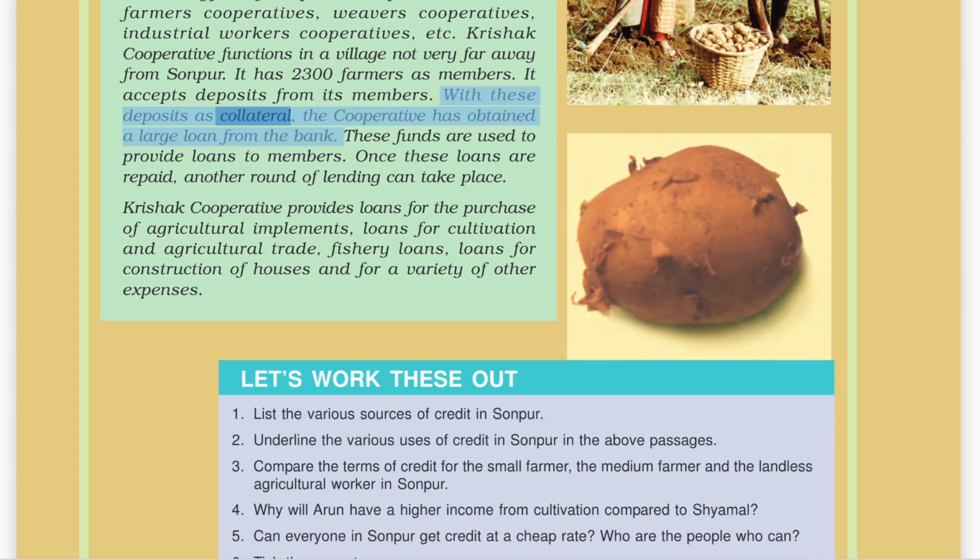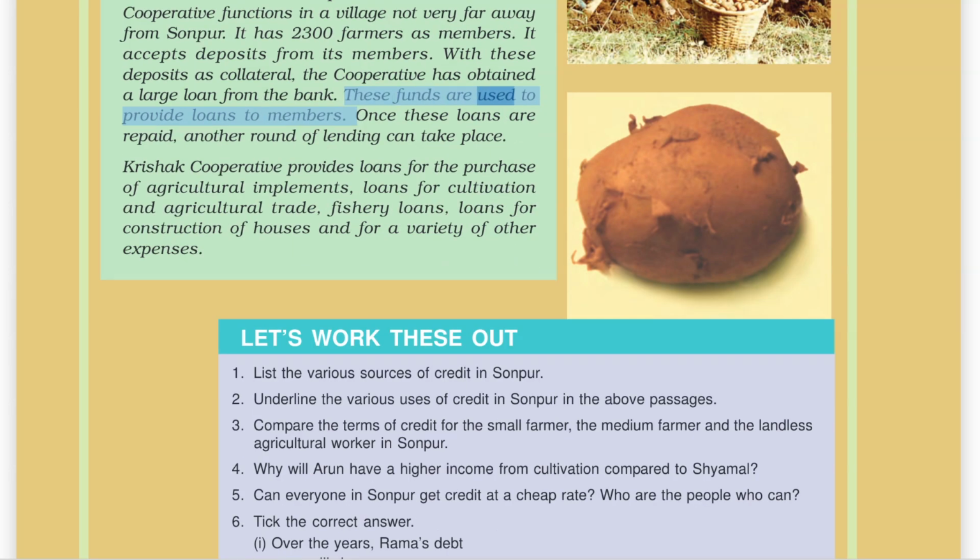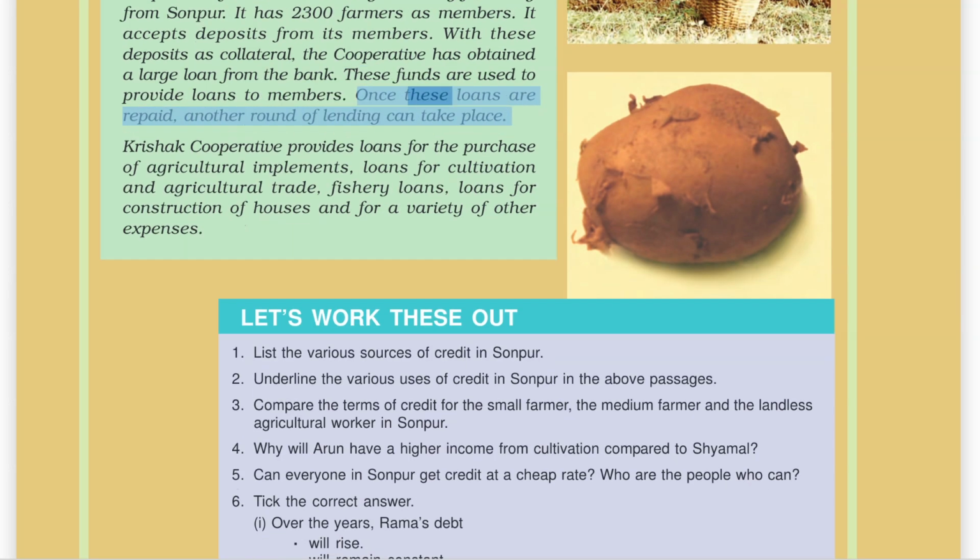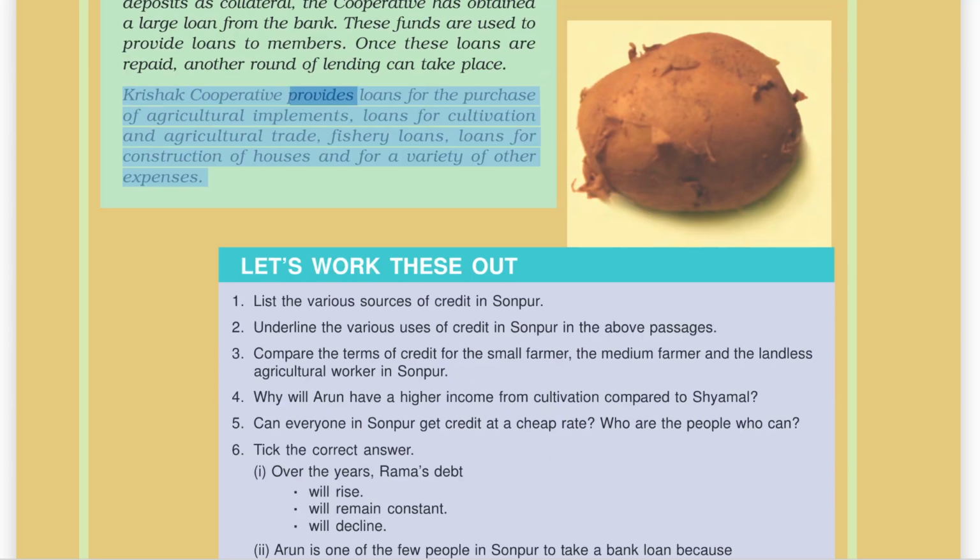With these deposits as collateral, the cooperative has obtained a large loan from the bank. These funds are used to provide loans to members. Once these loans are repaid, another round of lending can take place. Krishak Cooperative provides loans for the purchase of agricultural implements, loans for cultivation and agricultural trade, fishery loans, loans for construction of houses, and for a variety of other expenses.